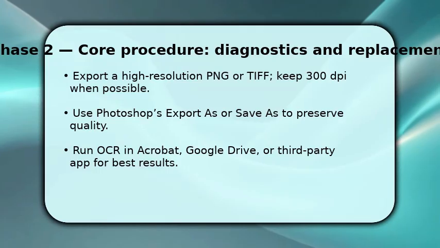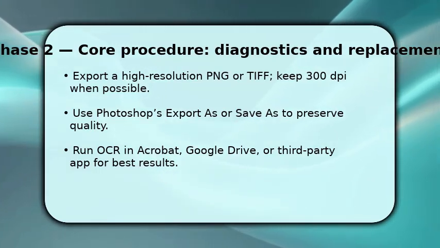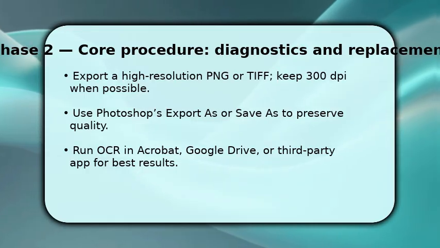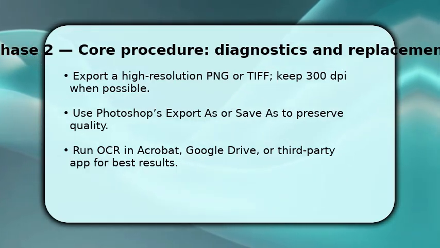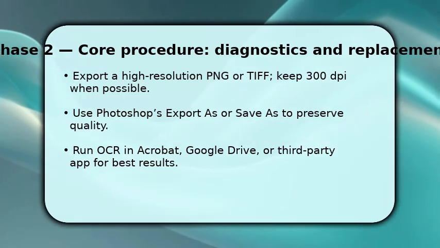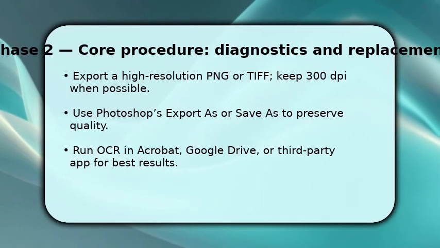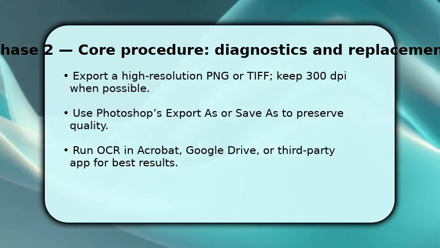Now export a high-quality file. Choose PNG or TIFF at 300 dpi to preserve detail for OCR. Use export as or save as to avoid compression artifacts. JPEG can distort characters. Next, open that file in Acrobat or upload to Google Drive, then select Recognize Text.